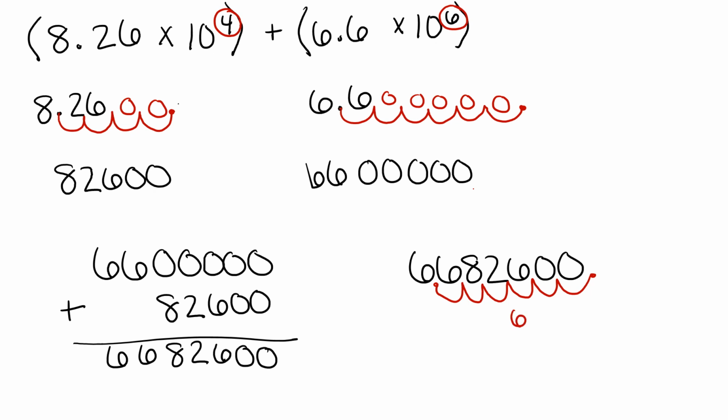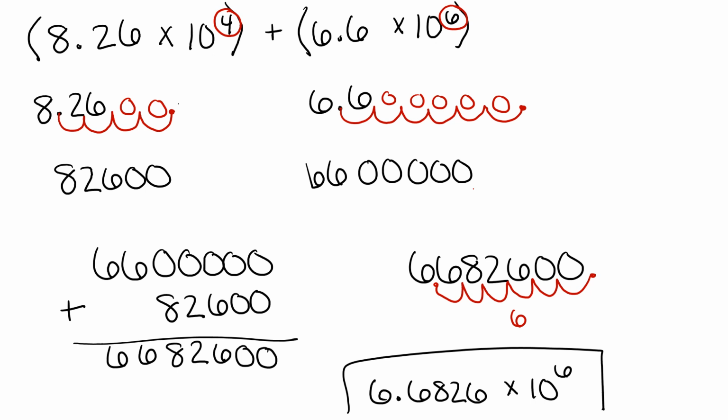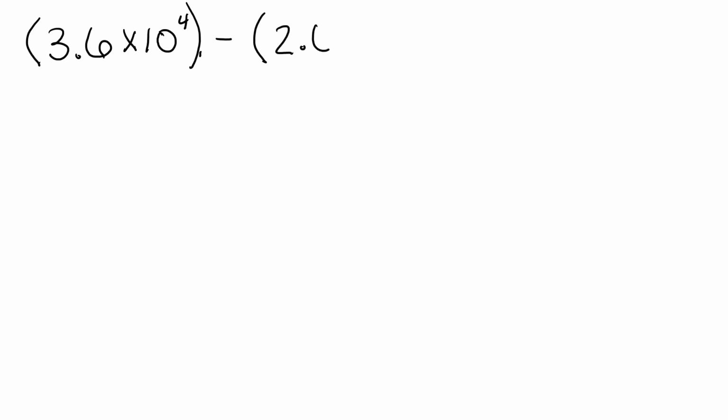And so writing that answer, it becomes 6.6826. We don't write the zeros. It's always times 10, and it's going to be to the 6th power. That would be our final answer. For number 6, we have the problem 3.6 times 10 raised to the 4th power. And we're going to subtract that from 2.6 times 10 to the 3rd power.